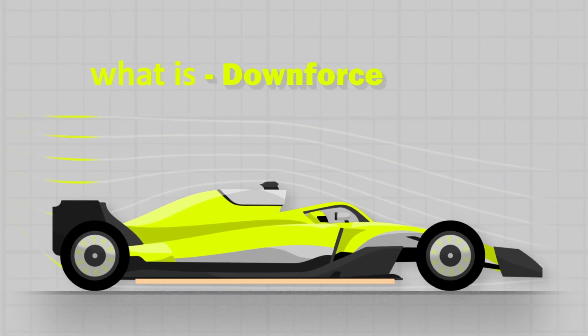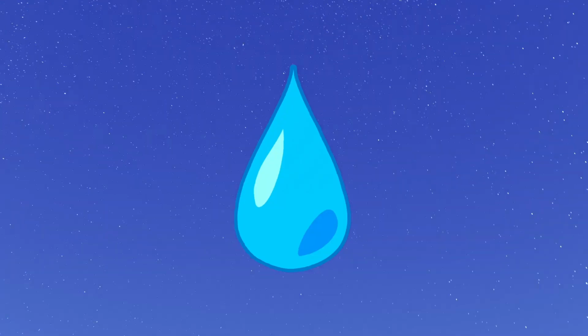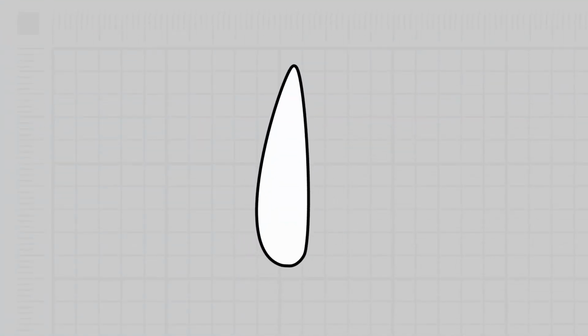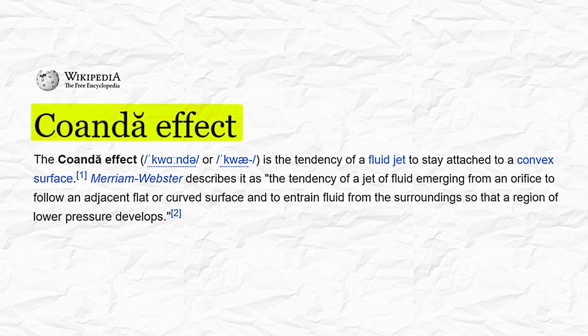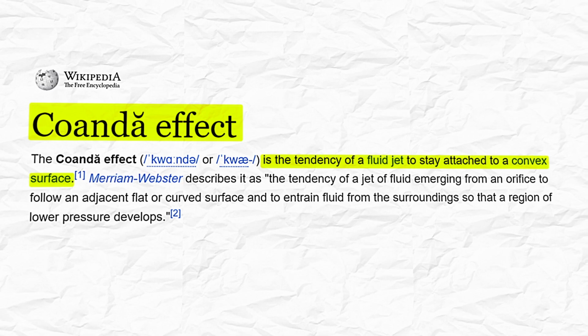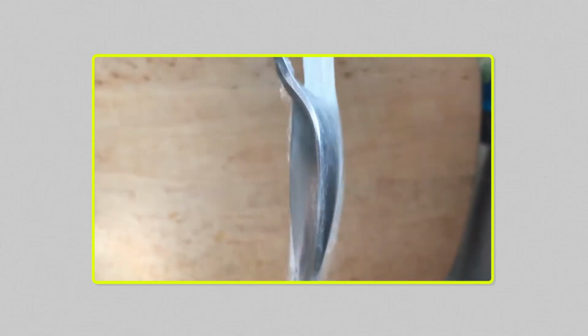But what is downforce? Let's imagine an airplane wing. Usually they have a water drop shape with one side a little straighter than the other. This is totally on purpose. According to the Coanda effect principle, a jet of fluid has the tendency to stay attached to a convex surface, causing the wind to follow the curves of the wing.